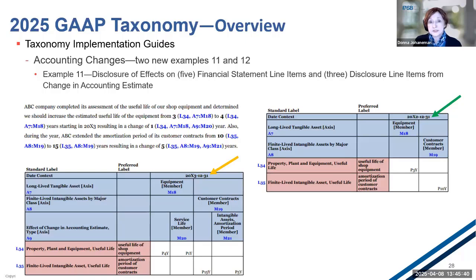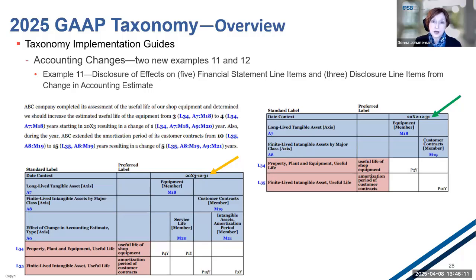So the new examples in the accounting changes guide for changes in estimates are provided because of the diversity in tagging that we were observing. And this example, which is example 11 from the guide, is illustrating a change in estimate for useful lives of equipment and customer contracts. So the reporting context of each year is used with each value to indicate what it went from in the prior reporting period to what it is in the current reporting period.